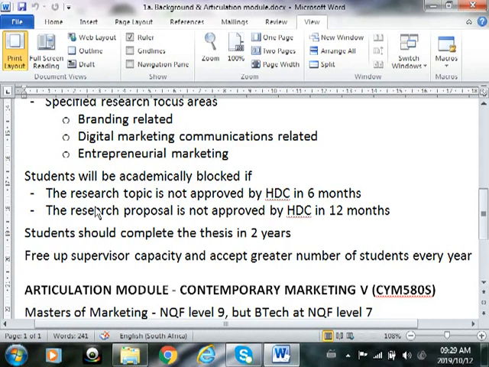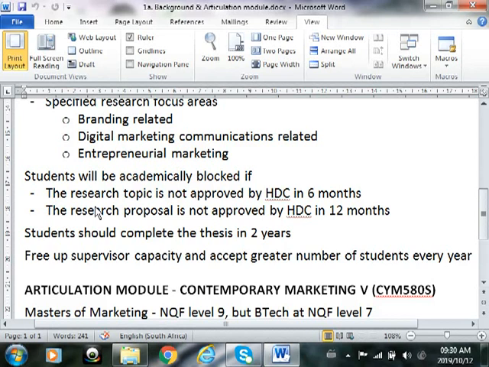Okay? This way we will not clog up the system for years and years, which stops us from taking new students in. And we want a turnover. We want to take new students every year. But some years we are not able to, because we get students that just stay in the system and don't progress. Yeah? Can I just add that it's absolutely possible to do a proposal within a year.